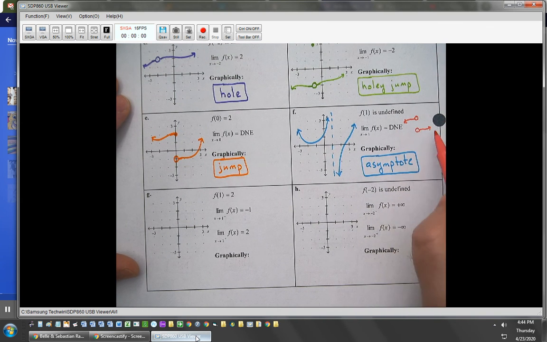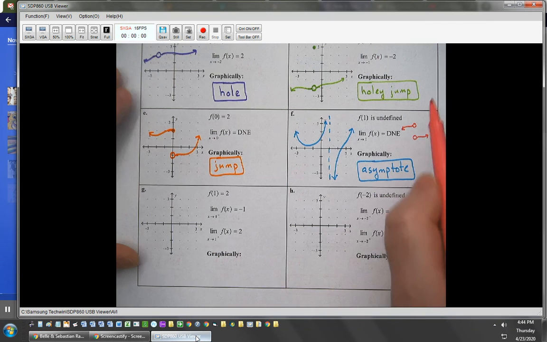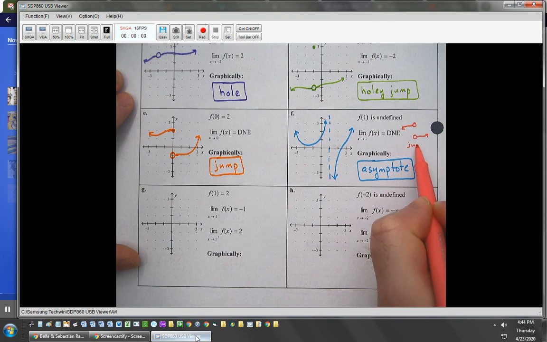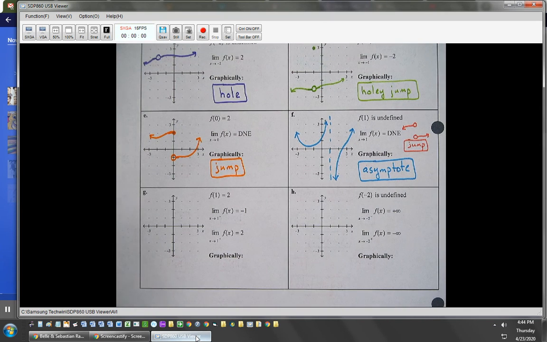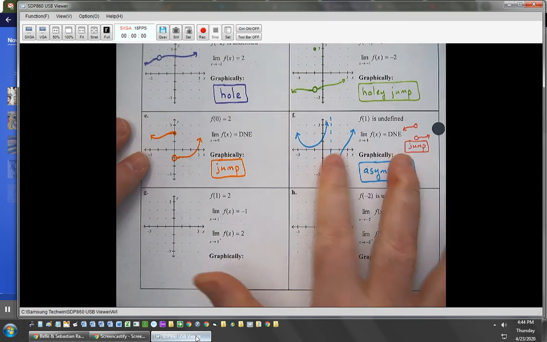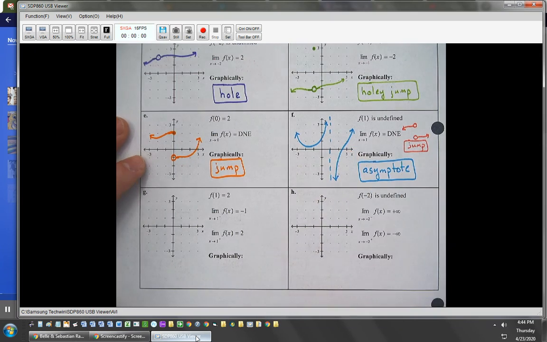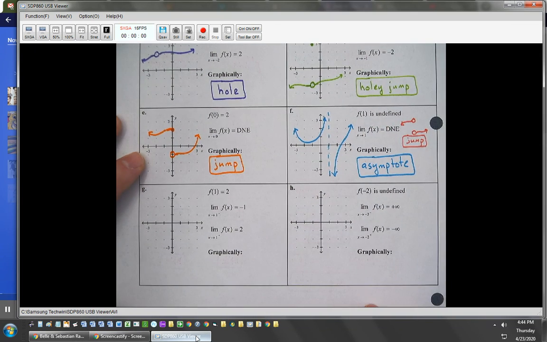So does my graph meet? Nope. Does my graph have a point? Nope. So this is the other option. We would still just call this a jump. We don't call it like a holy jump or anything. It's just called a jump. That's the other. Both of these are acceptable ways to represent these characteristics.